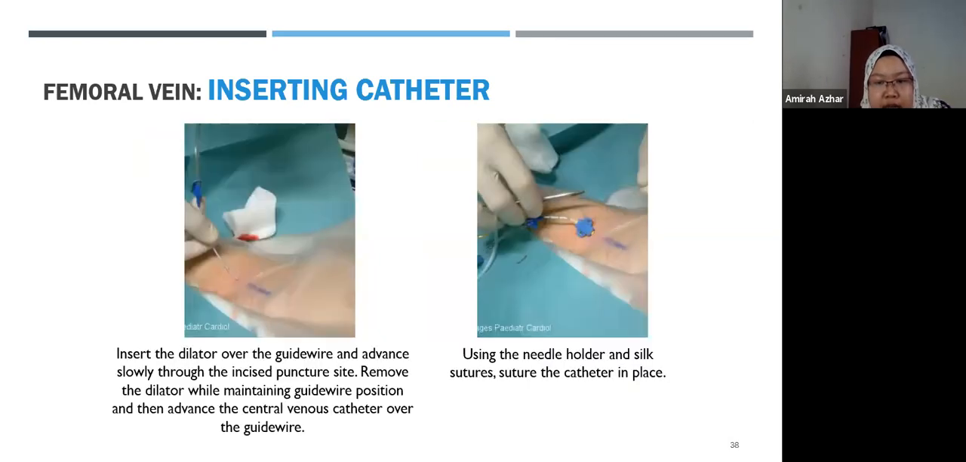Okay, next. When you make the incision, insert the dilator over the guide wire. You advance slowly. After that, you remove the dilator while maintaining the guide wire position, and you insert the central catheter. When the central catheter is at the suitable position, you remove the guide wire and secure the catheter with suture and also dressing.